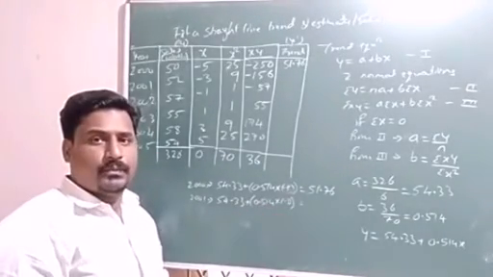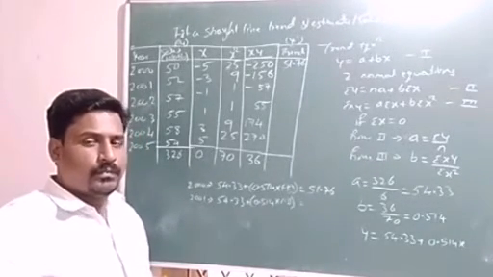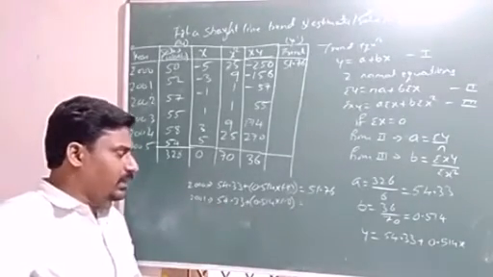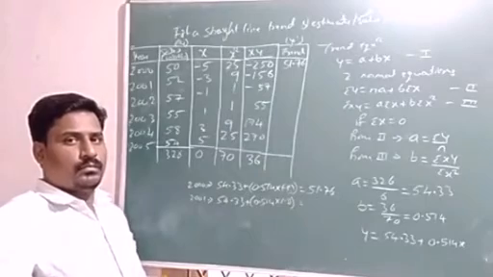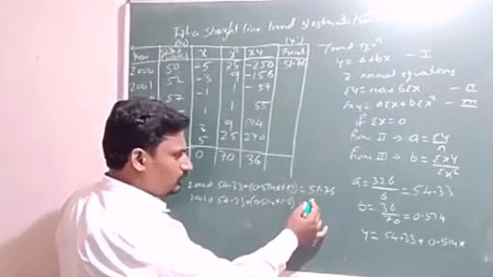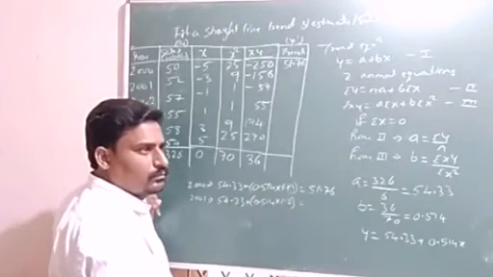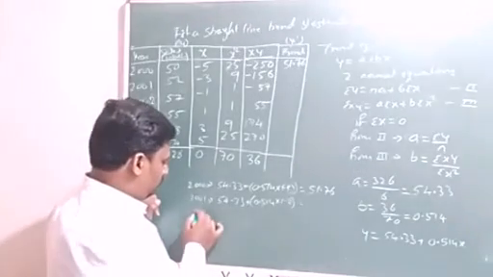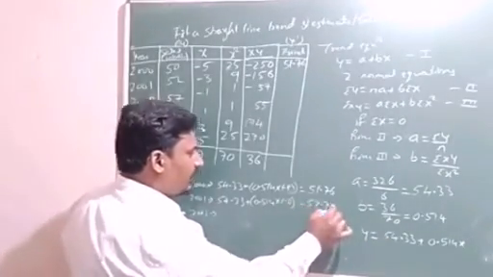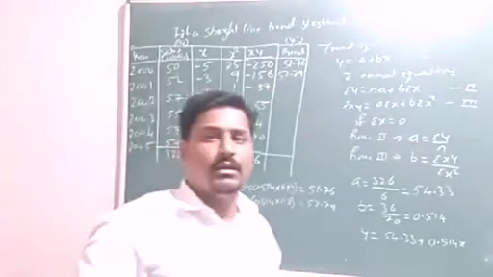Next, 0.514 into 3 is 1.542, deducted from 54.33, which is 52.79. In the same manner, we calculate the remaining trend values here.